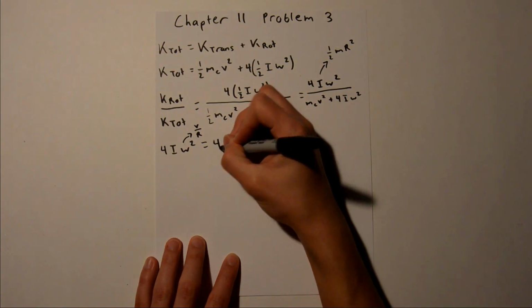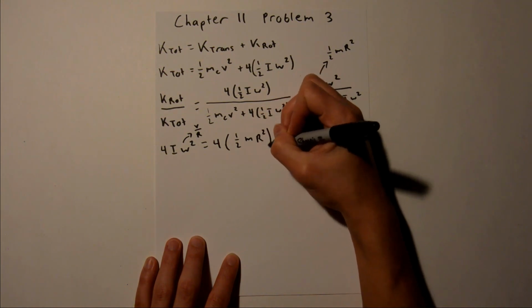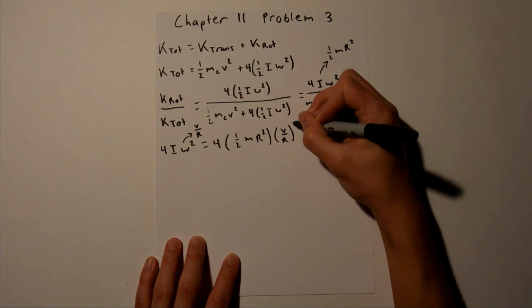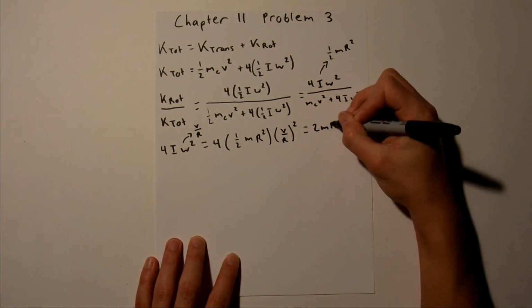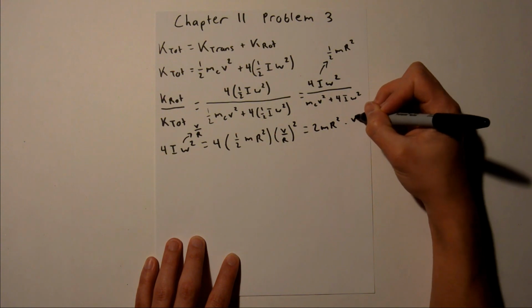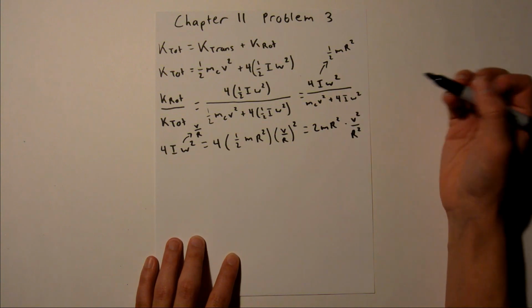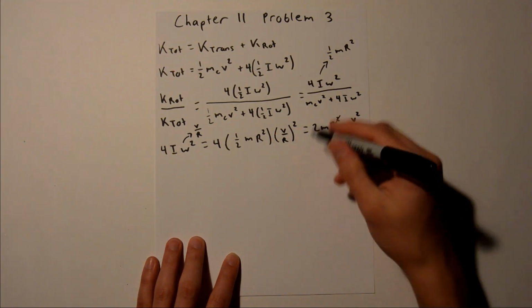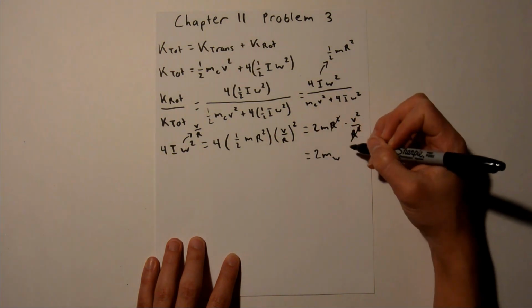So now we know all those terms in terms of translational values, so we can plug them all in. We have 4, we have our 1/2 m r squared, and then we have V over R, which we plug into omega, so that's V over R quantity squared. So this is going to equal 2 m r squared times V squared over R squared. And now you can see we're dividing R squared by R squared, so we can cross those out. And that is the reason why you do not need to know the radius of the wheel in order to solve this problem. And when we combine that together, this is going to be 2 mass of the wheel V squared.